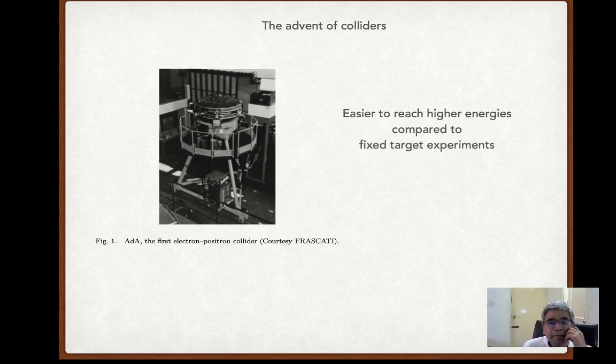Here I present one of the first accelerators, which was constructed at Frascati in Italy in the 1960s. The first electron-positron collider was constructed there, which was a very small collider compared to the present standards.